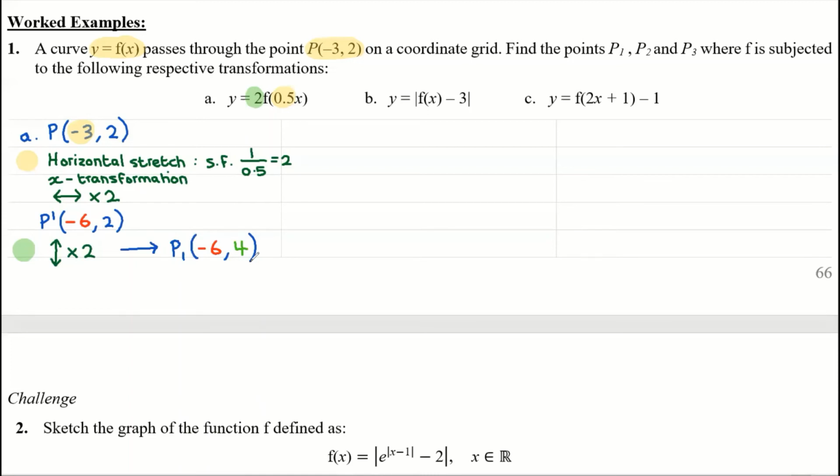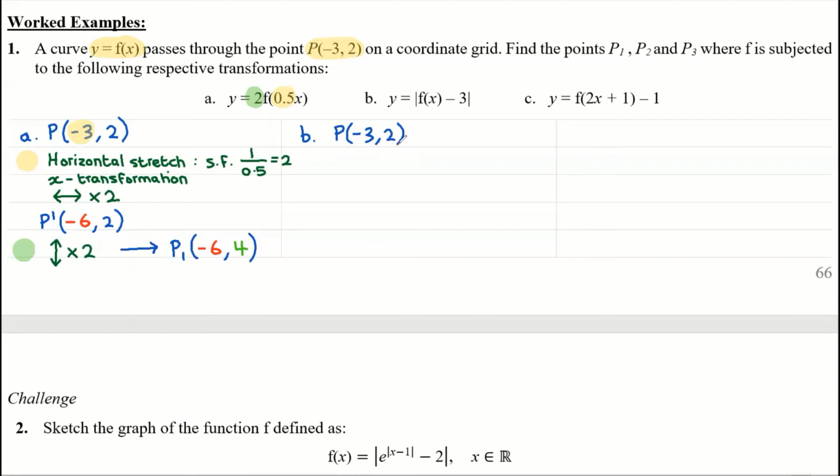Now for part B, we can sort of go a bit quicker with this now. We have, again, we've got 2 transformations to consider, and we're starting again at the same point. P is at -3, 2. So we're not following on from what we've just done. We're going to start again at -3, 2.